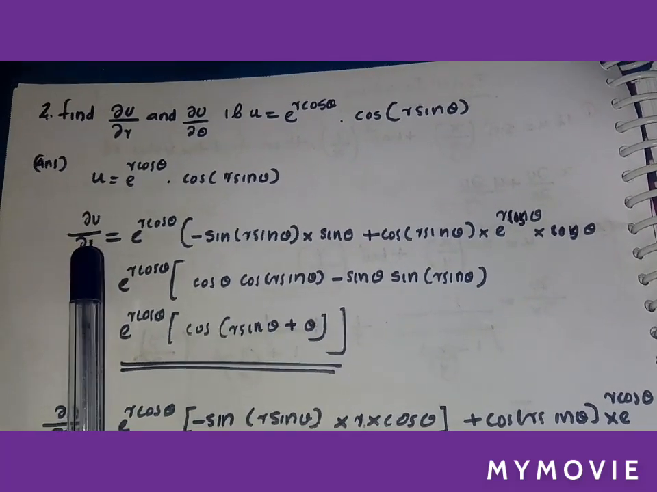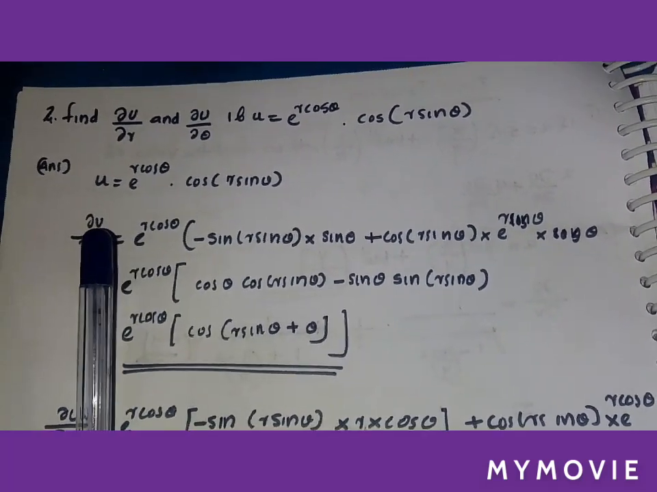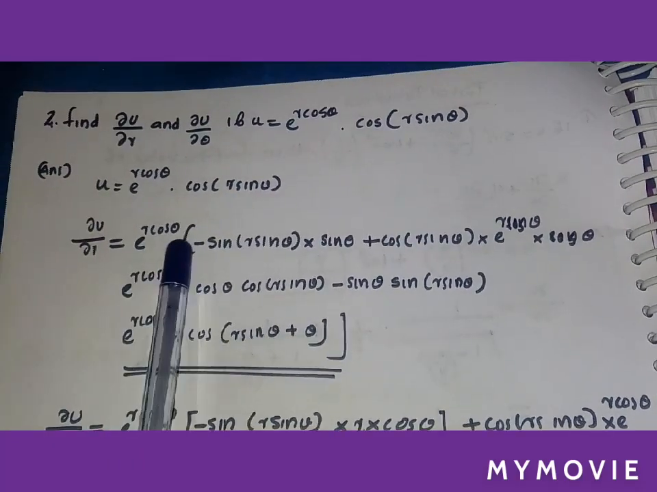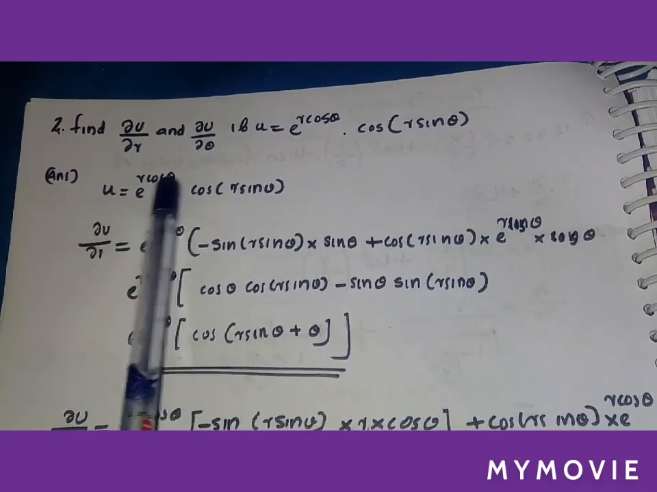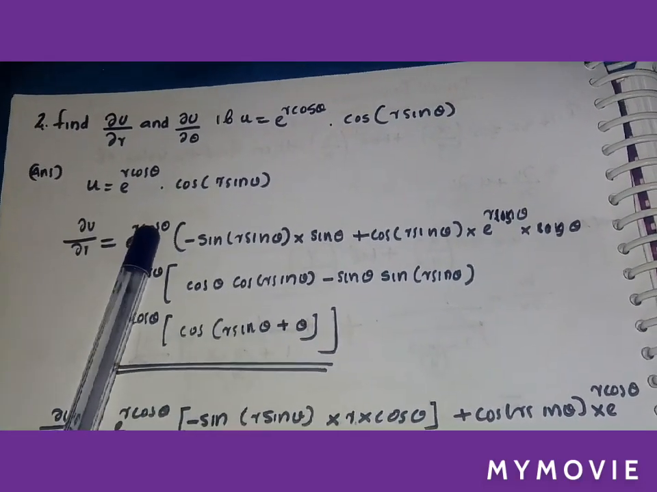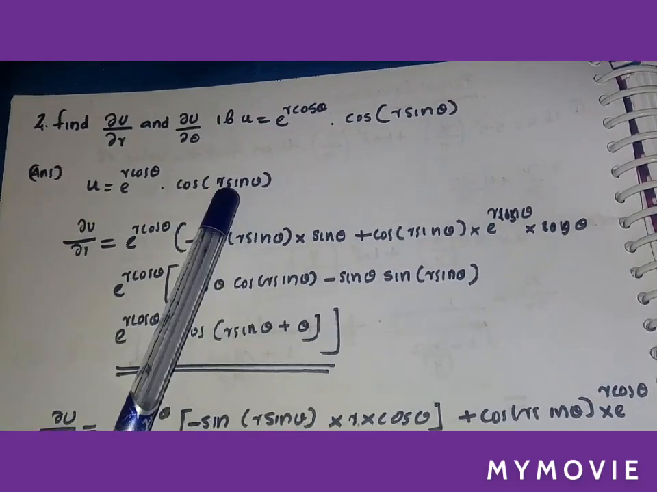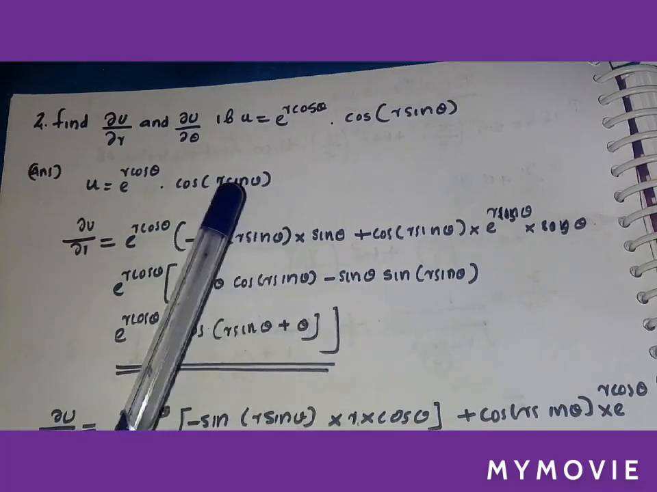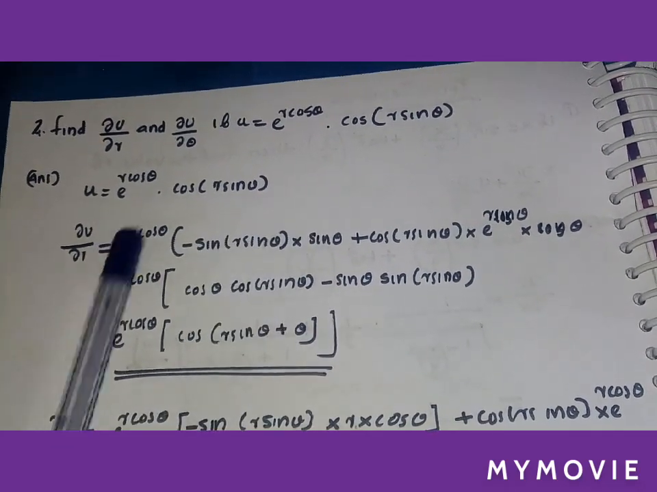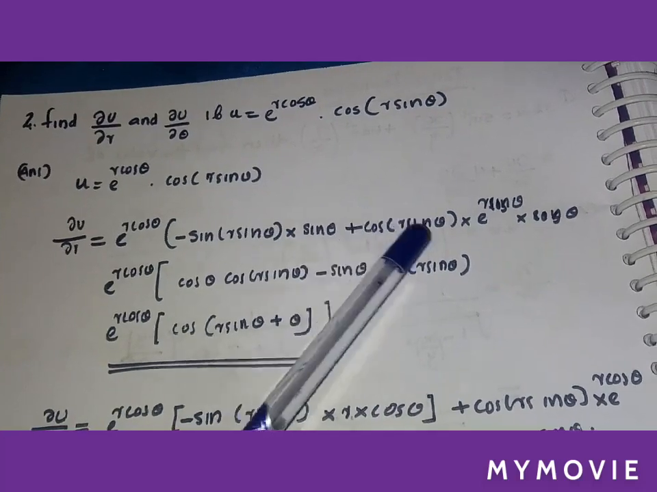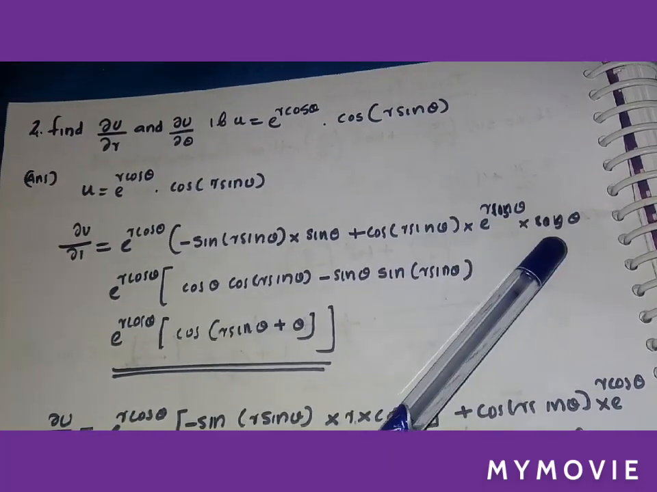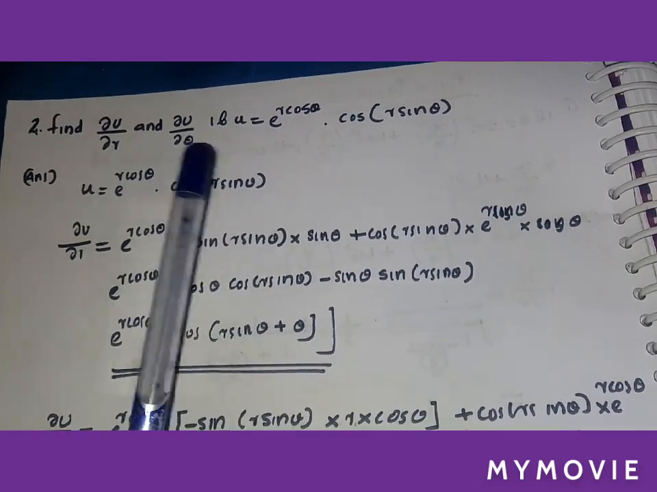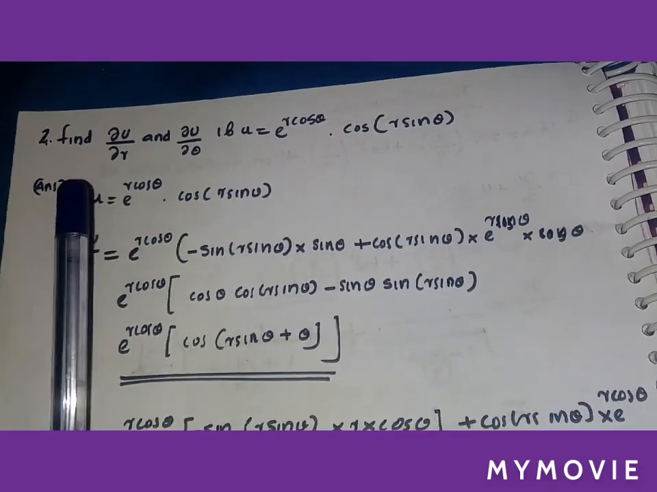∂u/∂r means θ is constant and r is the only variable. So first function into derivative of second plus second function into derivative of first. So e raised to r cos θ into the derivative of cos of r sin θ, that is minus sin of r sin θ, and the derivative of r sin θ with respect to r means sin θ, plus the second function into the derivative of the first, that is e raised to r cos θ into the derivative of r cos θ, that is cos θ.